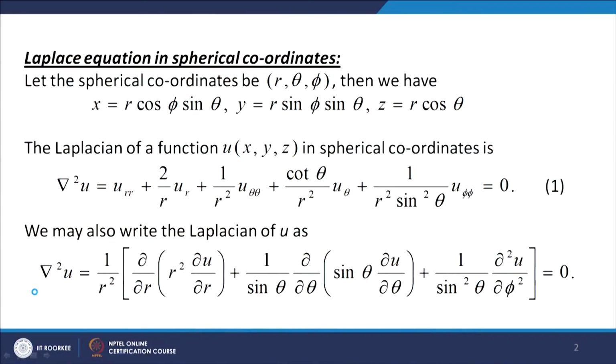We know that the spherical coordinates r, theta, phi are related to the Cartesian coordinates x, y, z by the equations x equal to r cos phi sin theta, y equal to r sin phi sin theta, z equal to r cos theta, where theta is the polar angle, phi is the azimuthal angle. You can see, suppose we take this point P here, whose Cartesian coordinates are x, y, z, and spherical polar coordinates are r, theta, phi.